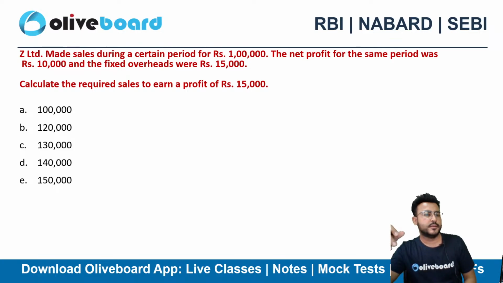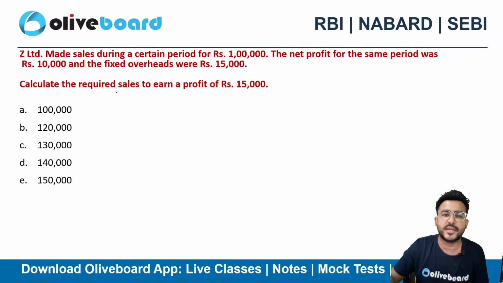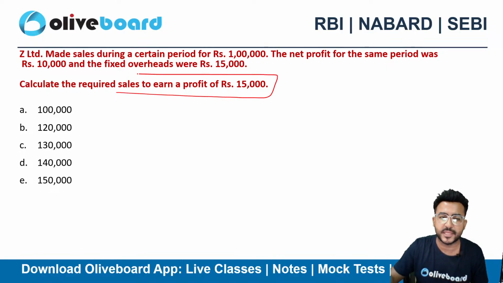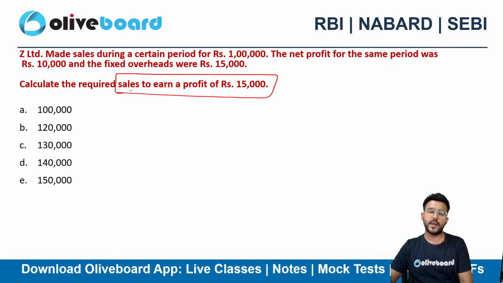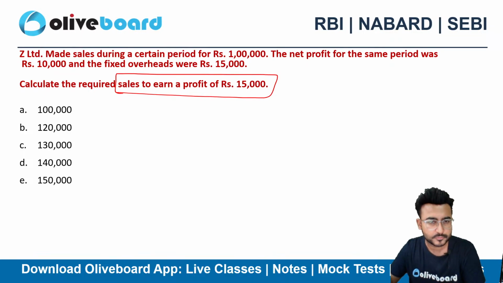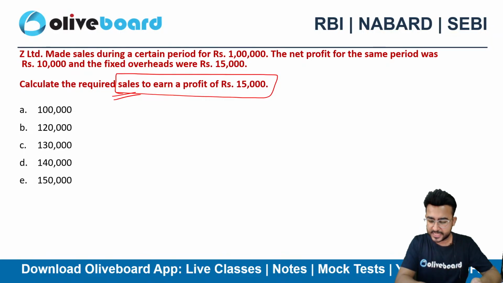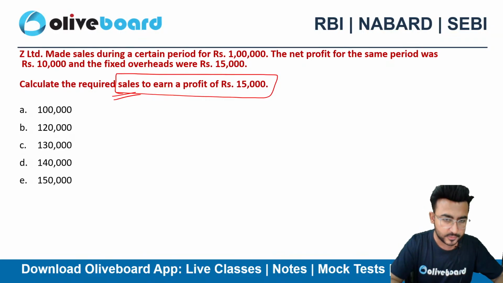Next, Z Limited made sales during a certain period of 1 lakh rupees. The net profit is 10,000. The fixed overhead is 15,000. You are required to calculate the sales needed to earn a profit of 15,000. So what do you think? How much sales do I need to do if I want to earn a profit of 15,000?